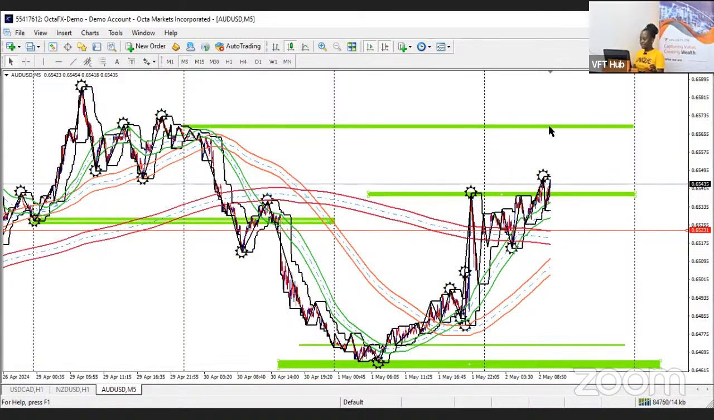So if price gets here, we see an entry technique formed, we're going to enter. If no entries are formed, we're going to stay out and see if price just keeps breaking above. But you can write that level down and see what price does at that point, so we can sell AUD.